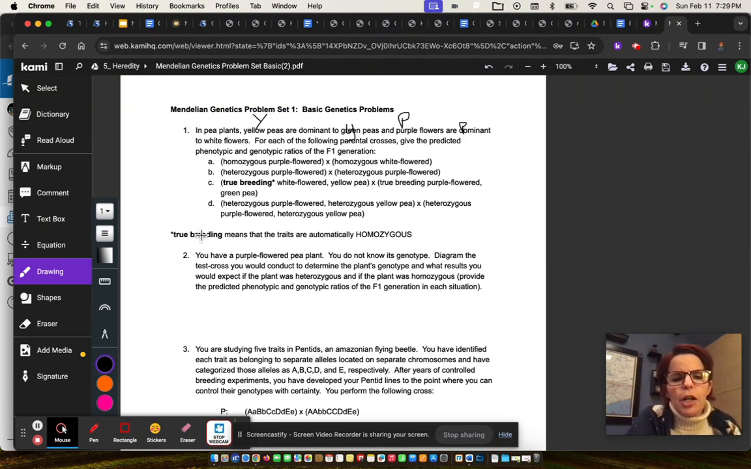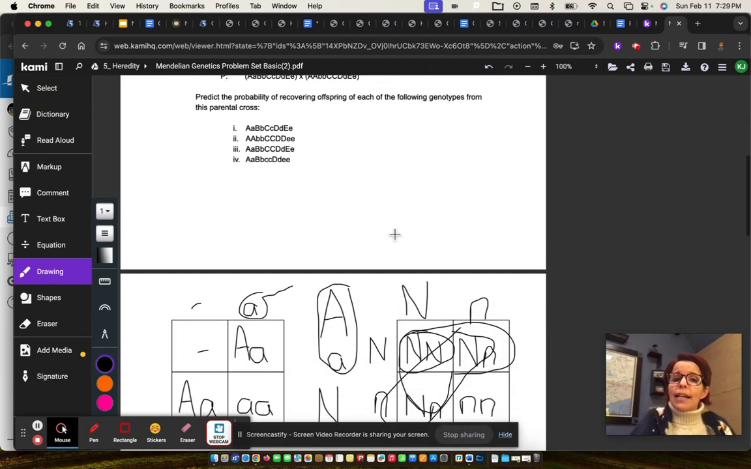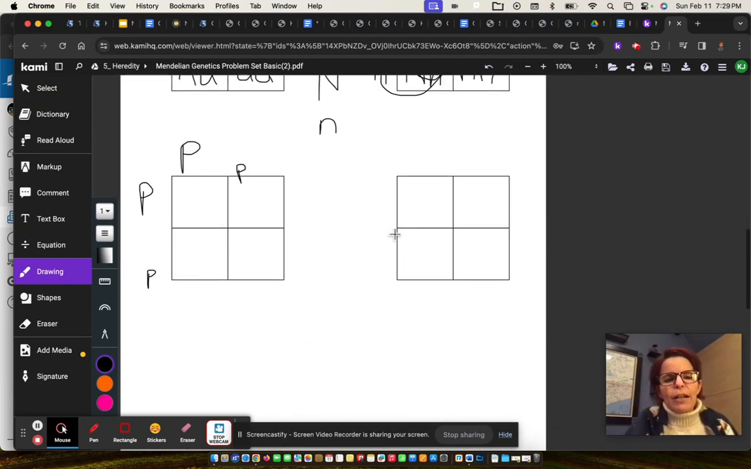Okay, let's try letter C, true breeding white flowered. Uh-oh, what does that mean again? True breeding means that the traits are automatically homozygous. Okay, so true breeding white flower would be little p. Oh, and a yellow pea. That's a dihybrid. I didn't realize there were any dihybrid problems, everybody. Now that's fun. Let's try this.